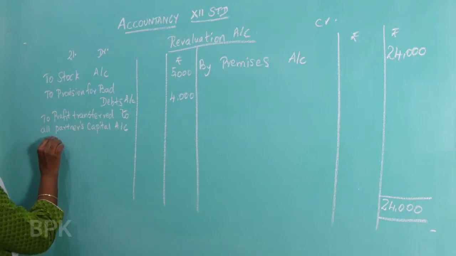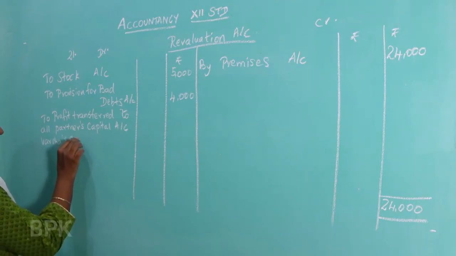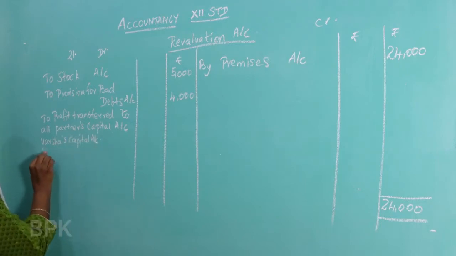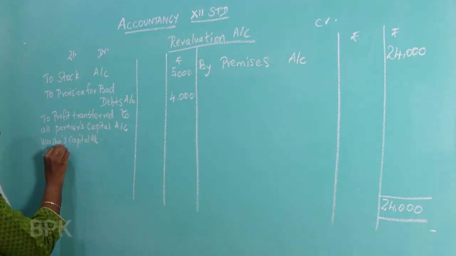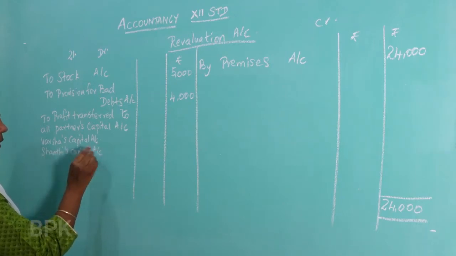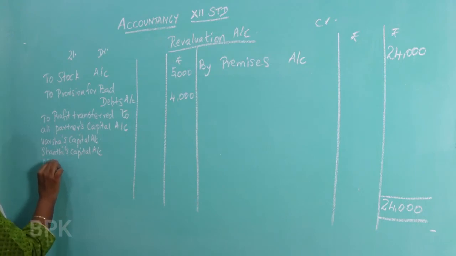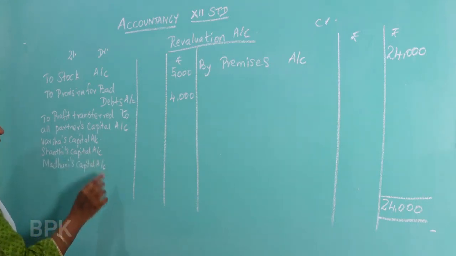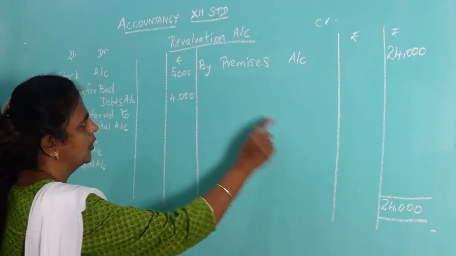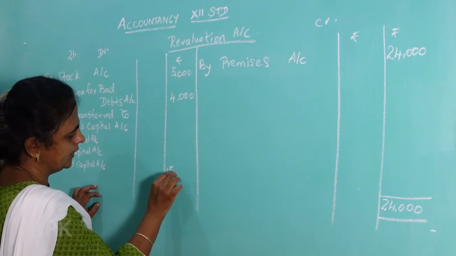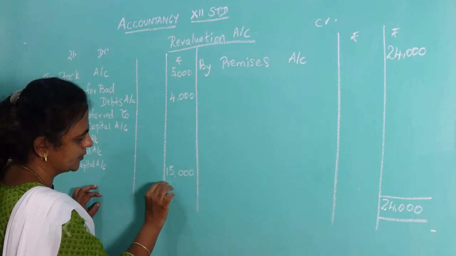So who are the partners? Varsha's capital account, Shanti's capital account, and then Madhuri's capital account. So what is it? If here 24,000 you got, here 9,000. So 24,000 minus this 9,000, your profit is 15,000. Total profit is 15,000.